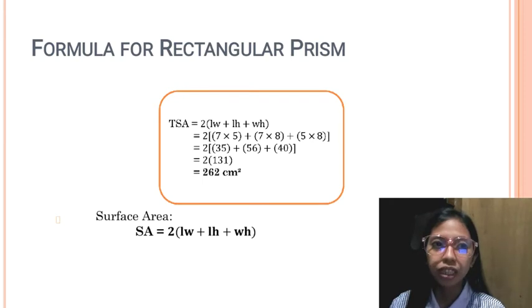The answer would be 2 times 35 plus 56 plus 40. Summing those additions inside the parentheses, the answer would be 2 times 131. And 2 times 131 is 262 centimeters squared. So as I have said earlier, you should not forget the square units on your final answer.